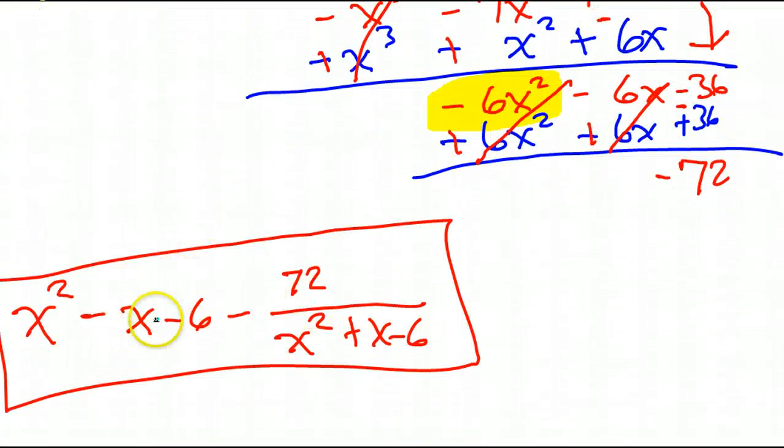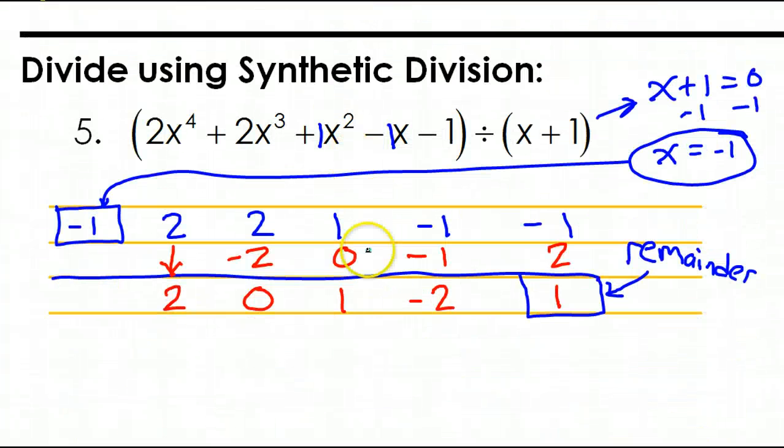You know, we need an answer that looks more like this, with some sort of a polynomial, and then we can make a fraction out of the remainder. So here's what you do. These are the coefficients of our answer. So I recommend that you read this from right to left. Okay? So on the far right, this is always going to be the constant.